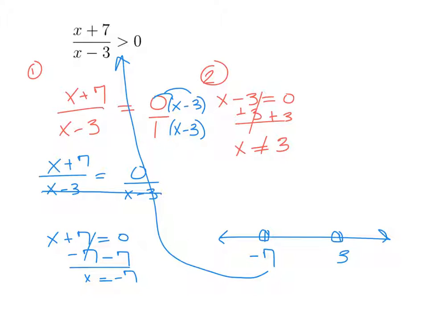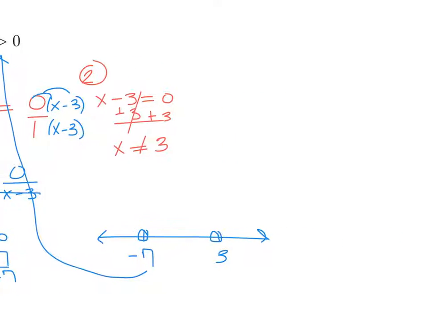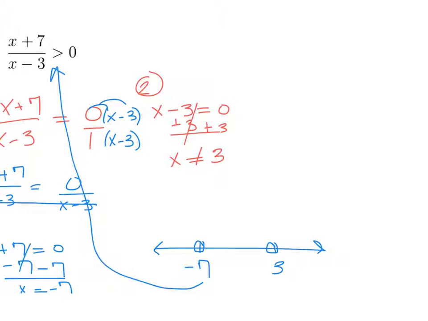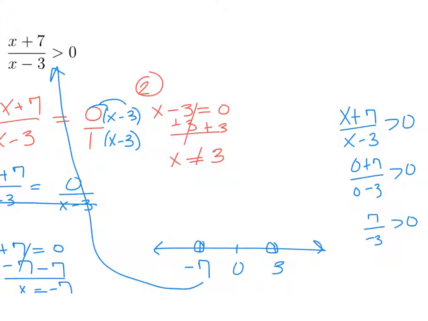And the last thing I need to do for the number line is figure out where I'm going to shade. Now you can use your calculator by putting the original into y equals and seeing the graph and seeing where to shade, but I'm going to do it by hand because I don't have a calculator on here. The easiest number to test is 0. So I'm going to plug in 0, and I get 7 over negative 3 is greater than 0. That is not true because 7 over negative 3 comes out negative, and a negative number is never greater than 0. So I'm going to go ahead and shade on the outsides of my number line.